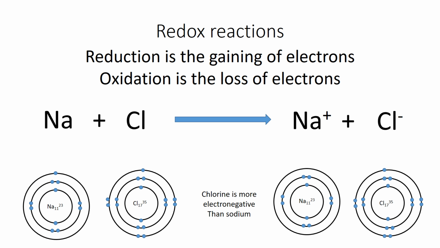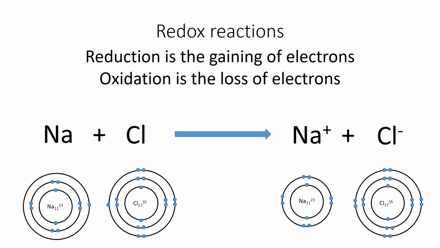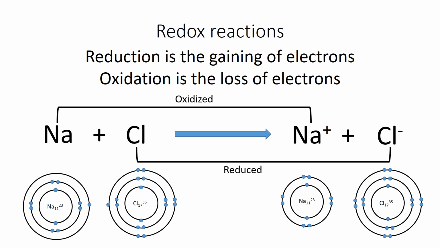When we look at the atomic structure of sodium and chlorine, we realize that chlorine is way more electronegative than sodium. It has 17 protons to sodium's 11 protons. So what happens is chlorine is going to snag the electron from sodium and it's going to gain a negative charge, whereas sodium is going to lose that electron and gain a positive charge. As sodium has lost an electron, it has become oxidized, and chlorine has gained the electron, so it's become reduced.